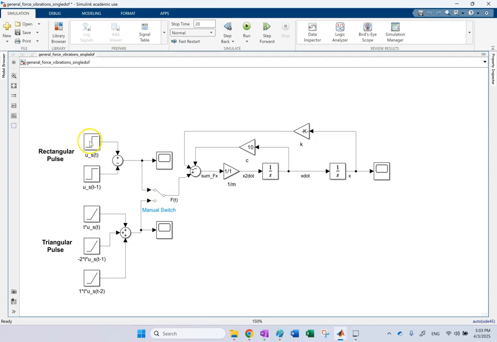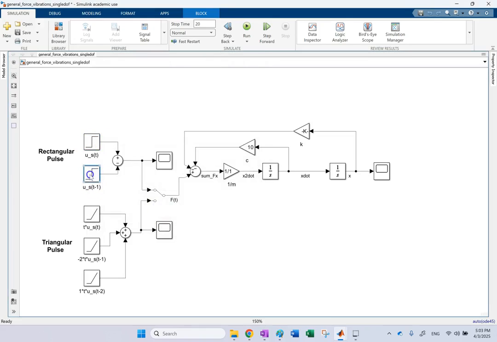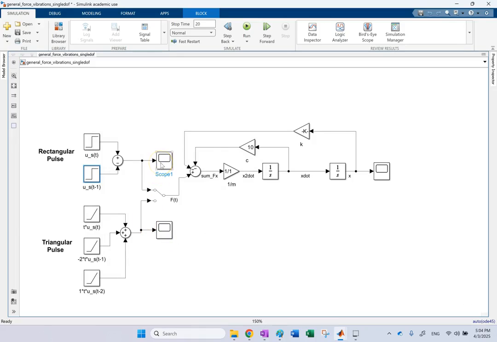If I keep it up, the force that I'm sending into the system is the difference between us of t, the step function, where the step time, that's the delay, is 0, and the final value is 1, so that's us of t. For this one, the step time is 1. Step time is when the signal starts, that's the amount of delay. So this is us of t minus 1. And the final value for both of them is 1. So when I subtract, I should get a pulse here. That pulse goes to the system, and I can see x here. I can see the pulse here.